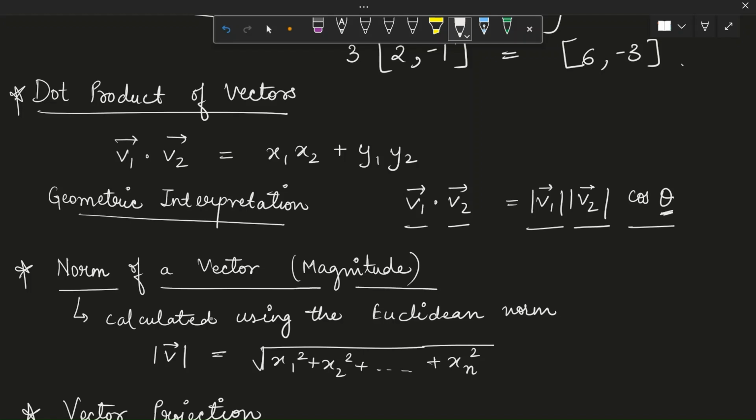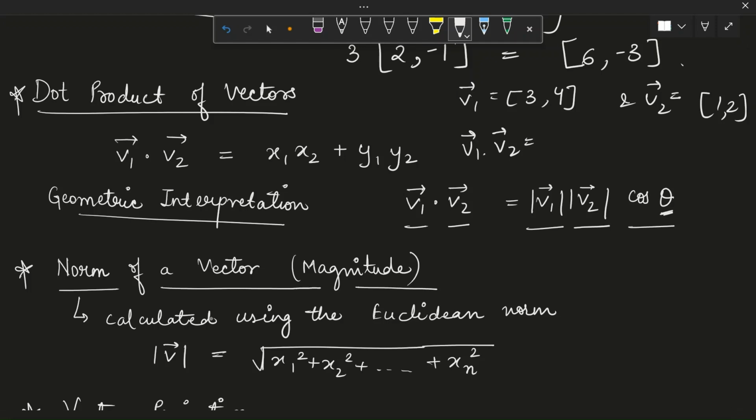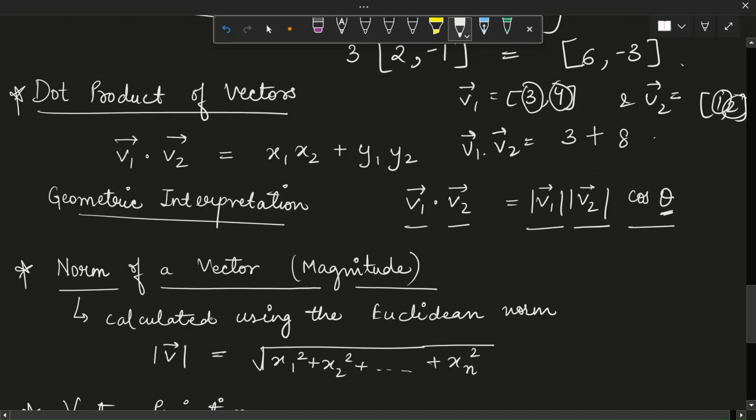If we take a common example, let's say we have v1 that is 3, 4 and v2 that is 1, 2. The dot product of them, v1 dot v2, will be multiplying the corresponding elements, that is x1 and x2, here 3 and 1. So it gives us 3, plus y1 into y2, that is 4 into 2, that is 8. So our output will be 11 for these two vectors.